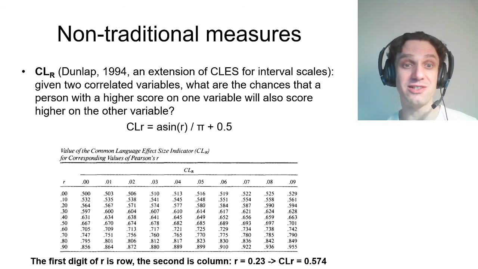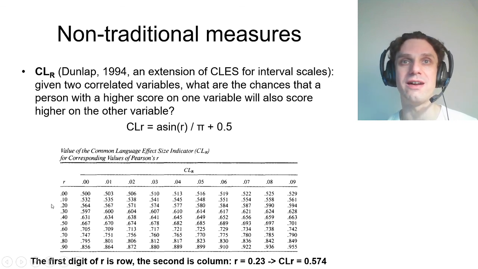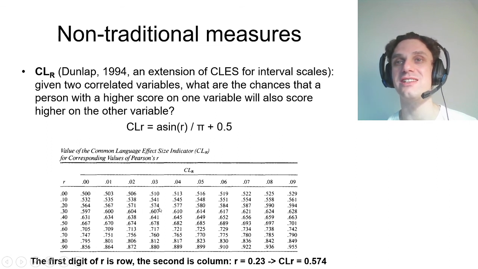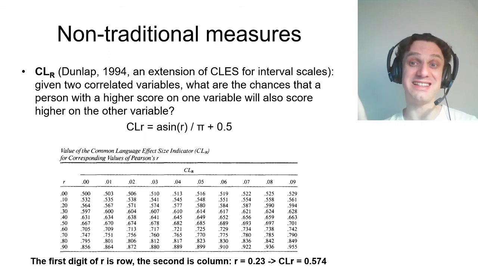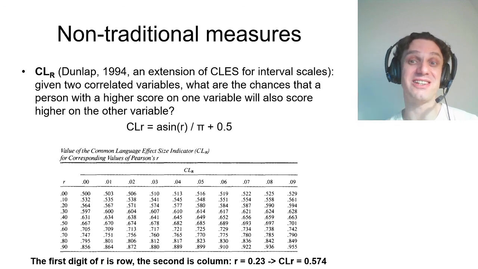So in order to look up CLR, you need to find a row where there is the first digit, 0.20, and then a column where there is the second digit. So a correlation of 0.23 corresponds to a CLR of 0.574, which means that if a person was rated by artificial intelligence as having a higher score on a personality variable, there is a 57.4% probability that that person also has a higher score on the self-report questionnaire.